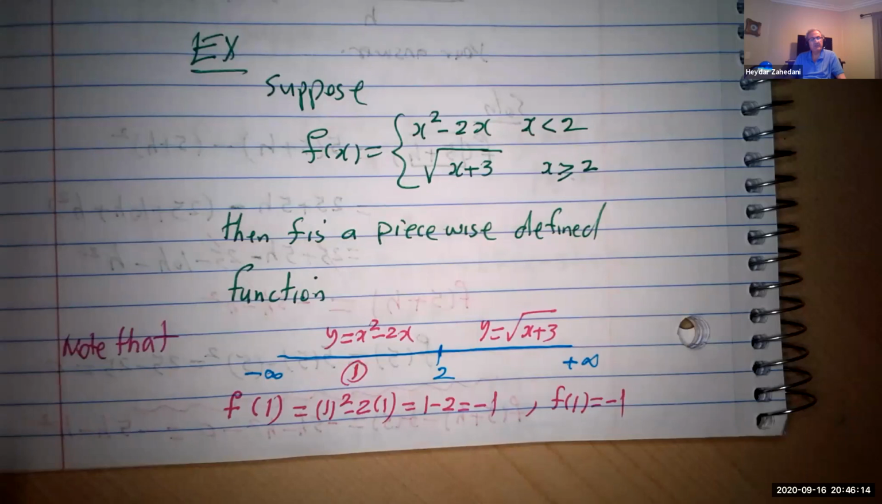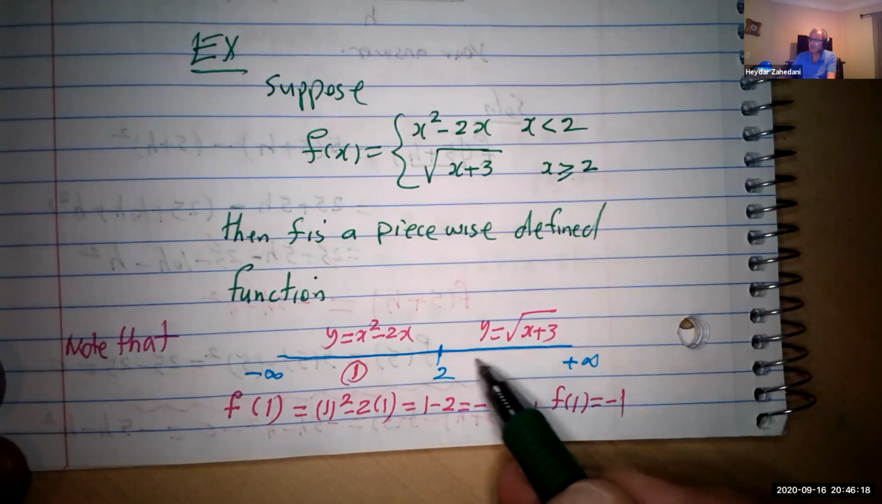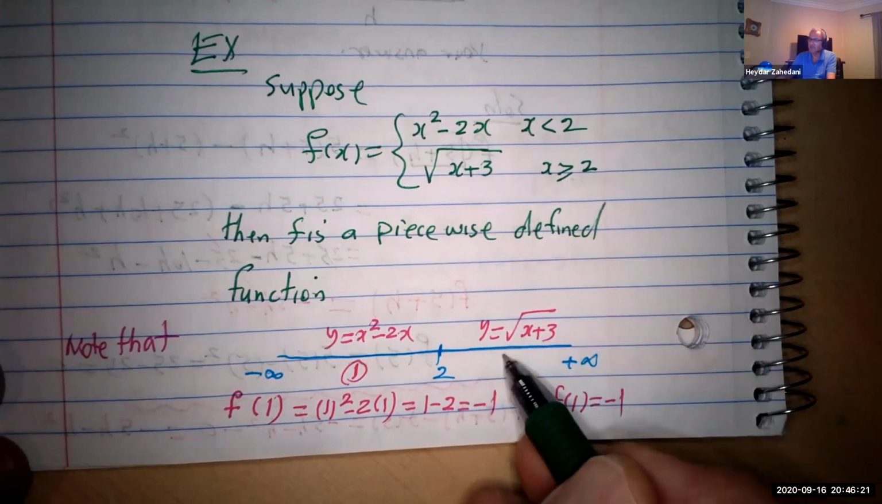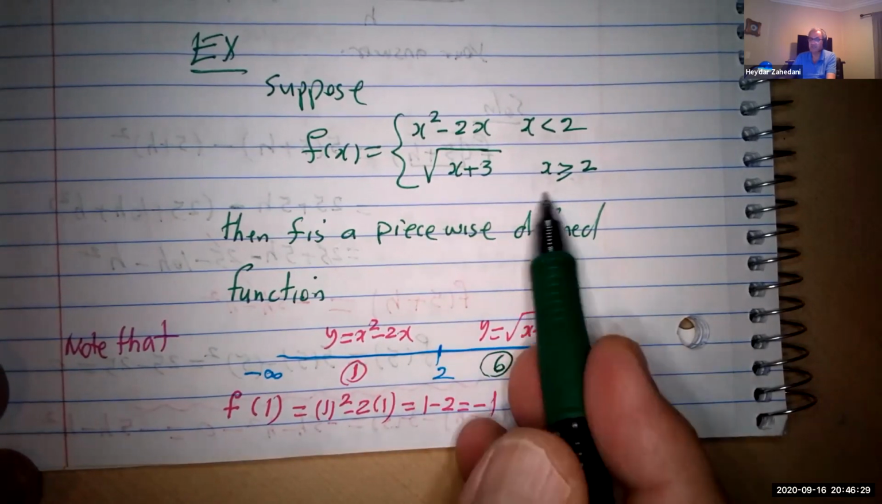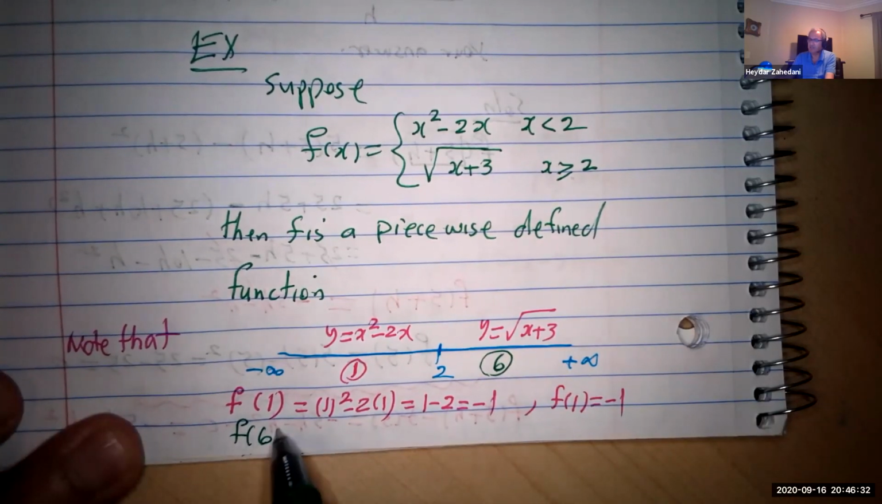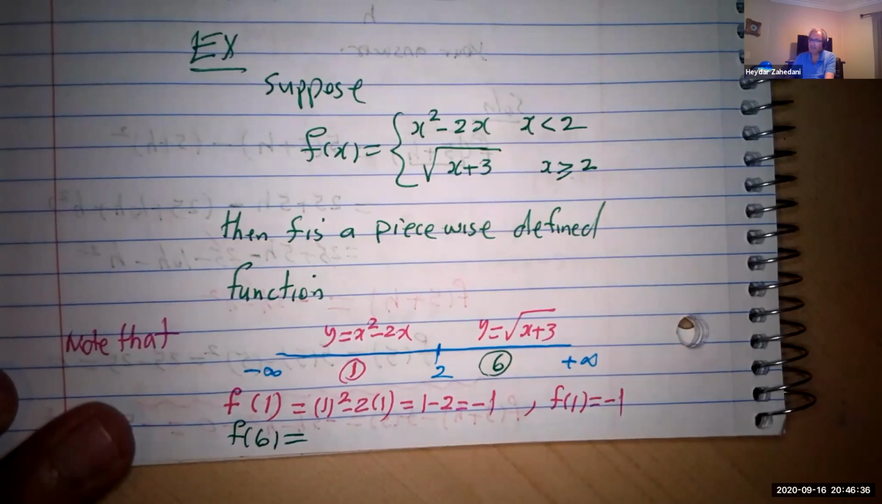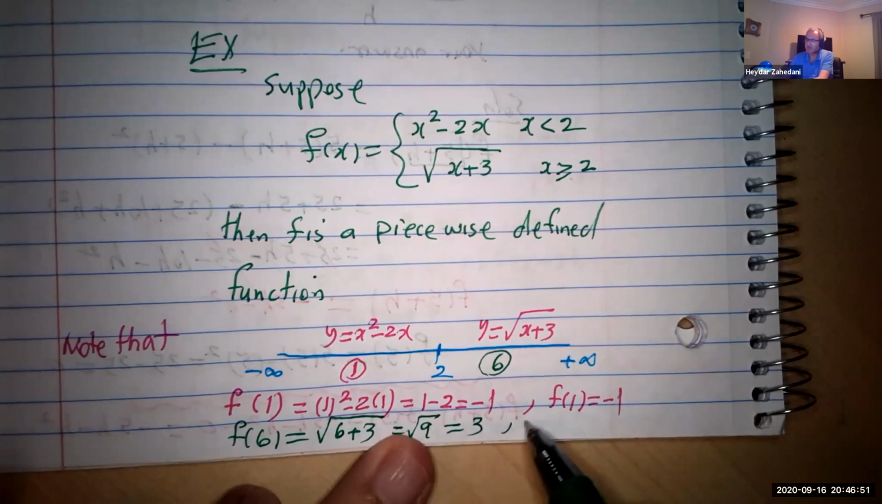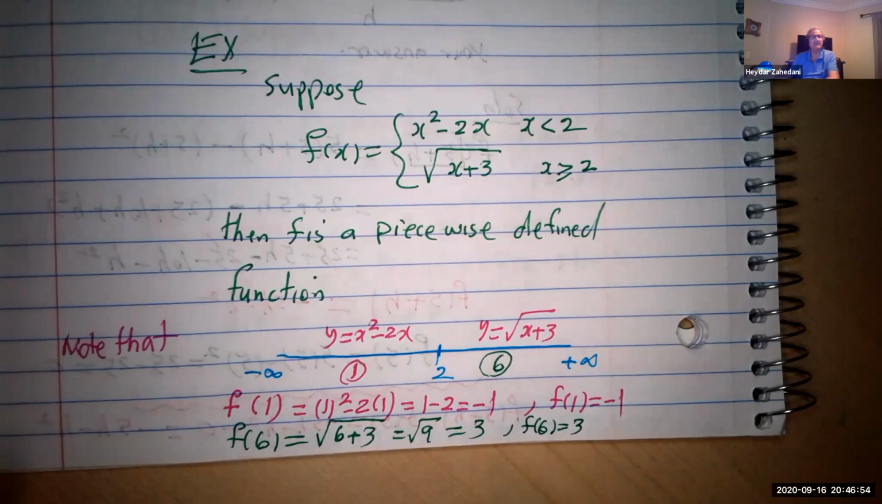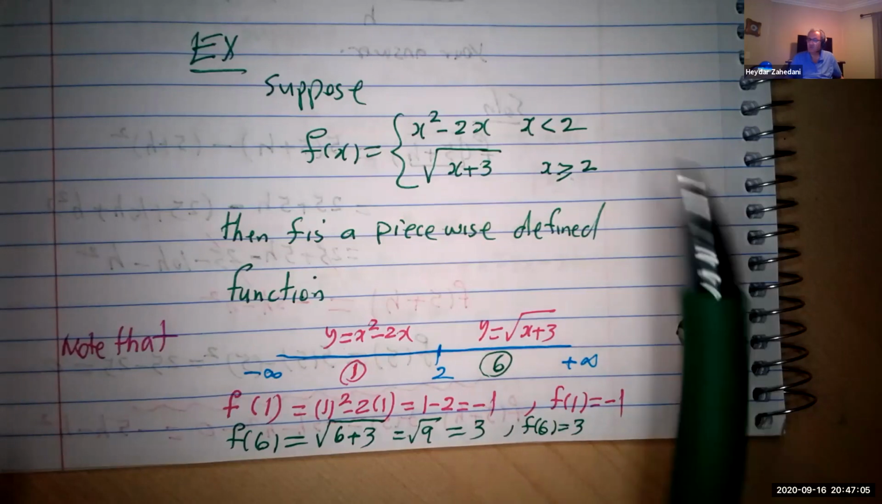But for example, if you want to find f of 6, you see the 6 is here in the second region. 6 is bigger than 2. So to find f of 6, you have to use the second formula. You cannot use the first one. So we go to the second one and replace the x by 6. That gives the square root of 6 plus 3, so that gives the square root of 9, and the square root of 9 is equal to 3. So f of 6 is equal to 3. So it depends in which region the number is. The special one is just 2, the boundary.